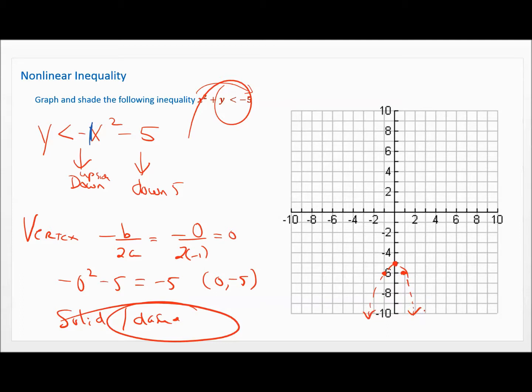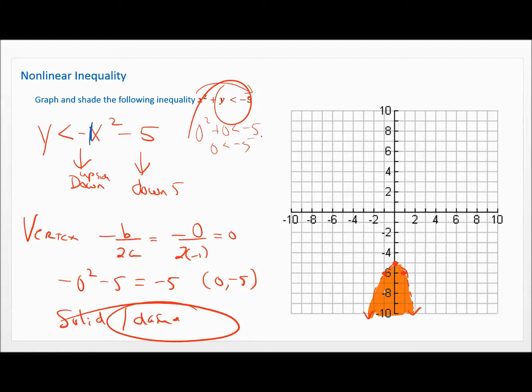Finally, I shade. Do I shade above or shade below? Notice it says y is less than my parabola. So to get y less than my parabola, we're talking underneath the parabola. So underneath my parabola is this part right here. Now, what if you feel uncomfortable with that underneath part? Pick a point to test. Like, for example, 0, 0 is not underneath my parabola. If I plug it into my original inequality, 0 squared plus 0, is that less than -5? That's not true, right? That's why I don't have it shaded. If it were true, then I should have shaded above. So that one is completely handled.